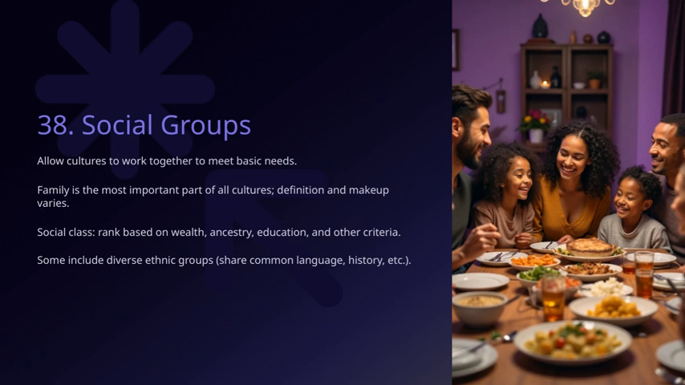Family is considered the most vital part of all cultures. However, the definition and makeup of a family can vary widely from one culture to another. For some, it might be a traditional nuclear family, while for others, it includes extended relatives or chosen family members. Ultimately, these cultural elements, ethnic groups, social class, and family, allow different cultures to work together effectively to meet basic needs and build strong communities. Recognizing and respecting these differences is key to understanding how societies function and thrive.